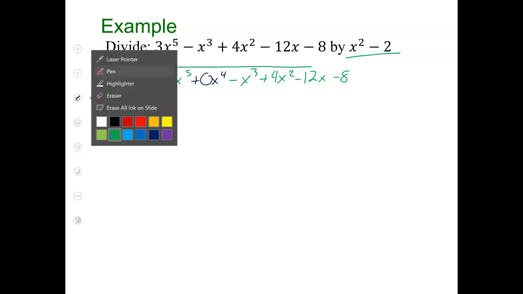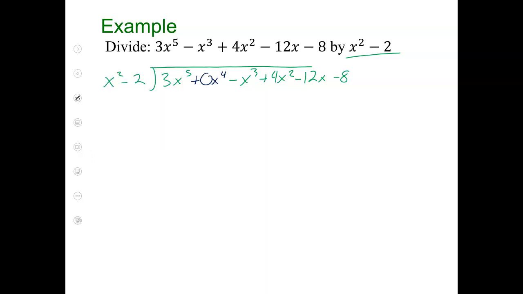There we go. First step, division. What am I dividing? Yep. So 3x to the fifth divided by x squared gives me what? 3x to the third. So I'm going to put it right here. 3x to the third. Okay? 3x to the third times x squared minus 2. I can read numbers. Multiply.